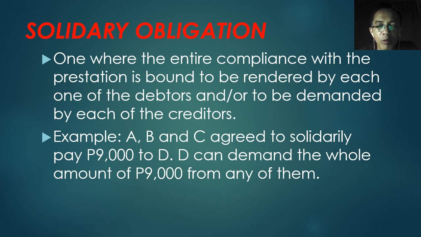Take note, the focus here is the entire compliance. It cannot be proportionate. Although later on, A can go after B and C so that they share proportionately in the 9,000. But that is not compliance, that is just A's recourse against B and C. Okay? The entire compliance by the debtor to the creditor is entire.